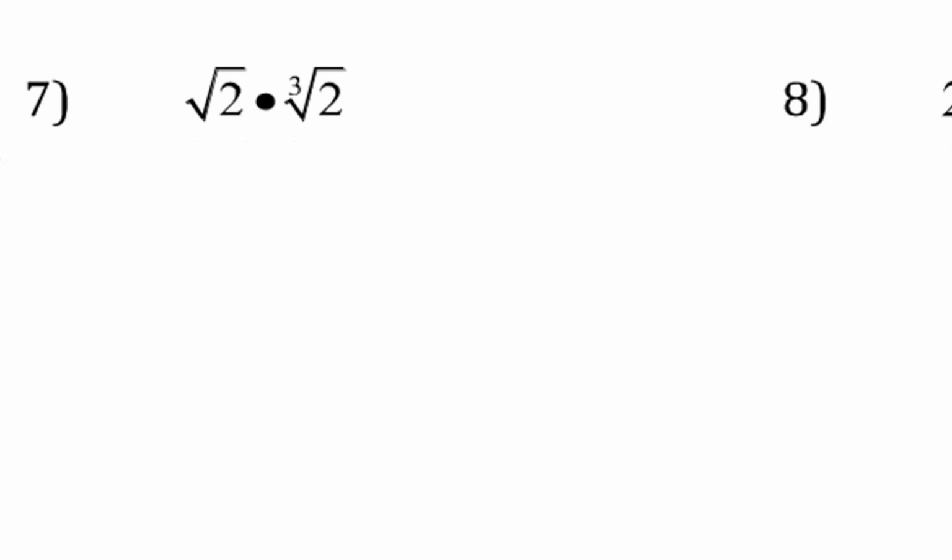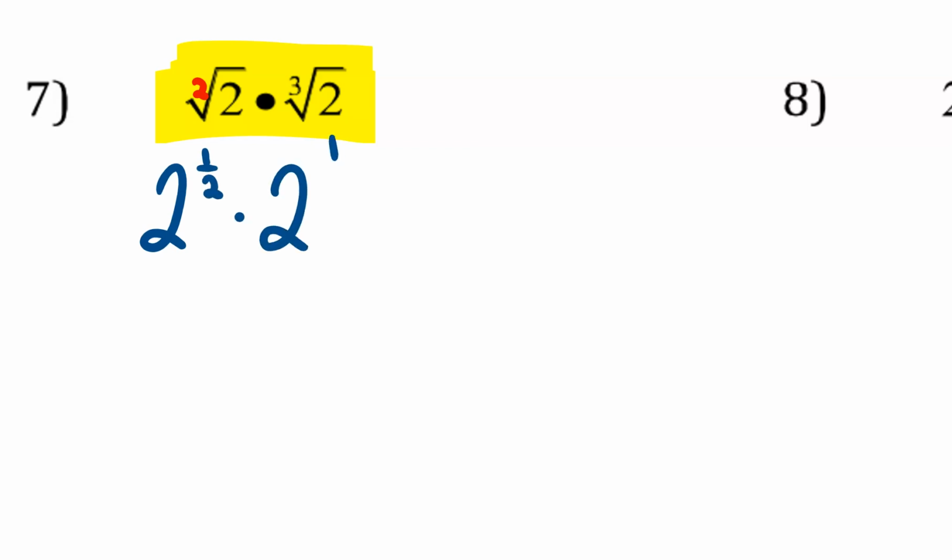So something like this is a little weird. We have a square root times a cube root, which we actually can't multiply as it is right now. So what I'm going to do is convert this to a different form. Right now, this is in radical form. We need to rewrite it in exponential form. So this is going to be 2 to the 1/2 times 2 to the 1/3. Now they're both a base of 2.